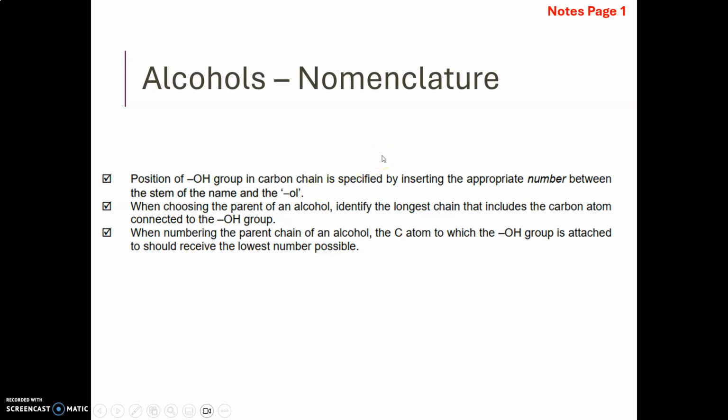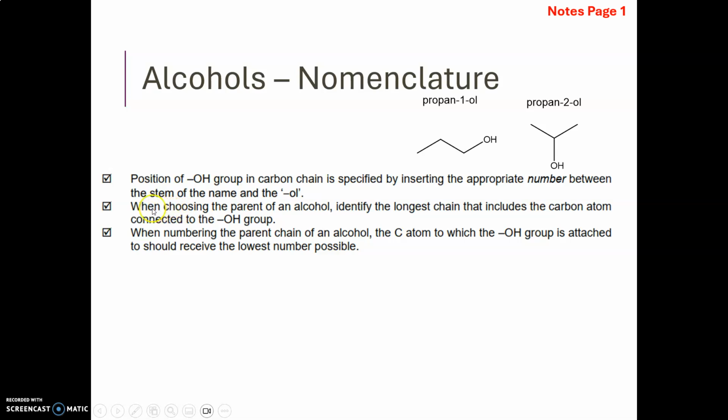So as an example, we'll look at 3-carbon alcohols. If the OH group is attached to the first carbon, we'll call it propan-1-ol. And if the OH group is attached to the second carbon, we will call it propan-2-ol. And these are isomers of each other.